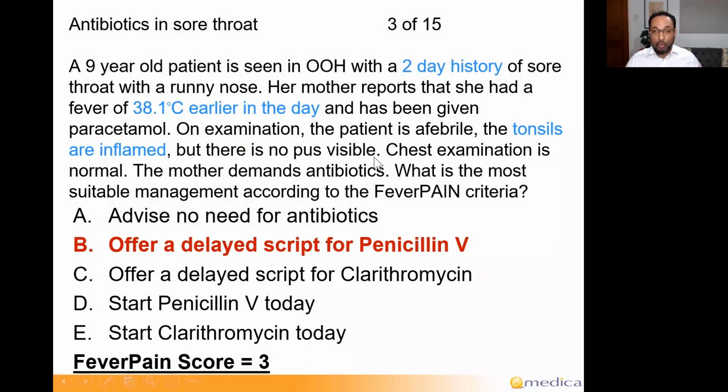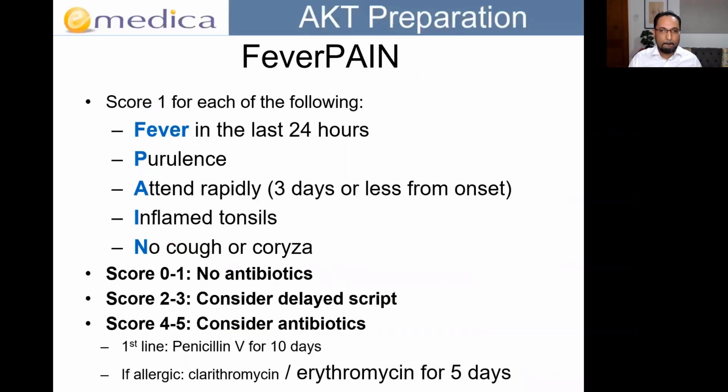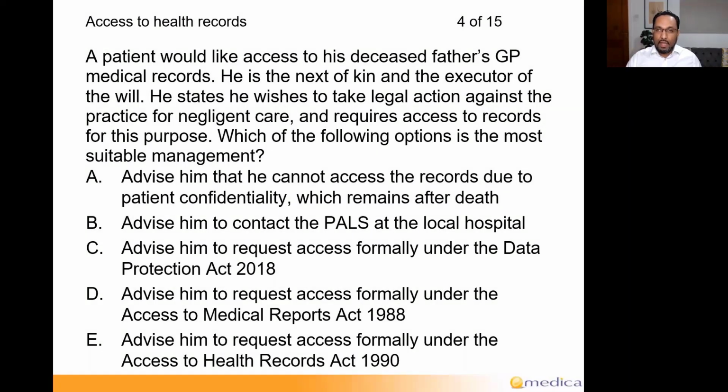But because both are in use, it would be unfair if they just said what's the most suitable management in a question where the answer would be different based on Centor or FeverPAIN if they didn't specify. But this question specifically specified FeverPAIN. You see? Okay. Question number 4, access to medical records. This is the admin domain. Here we go.